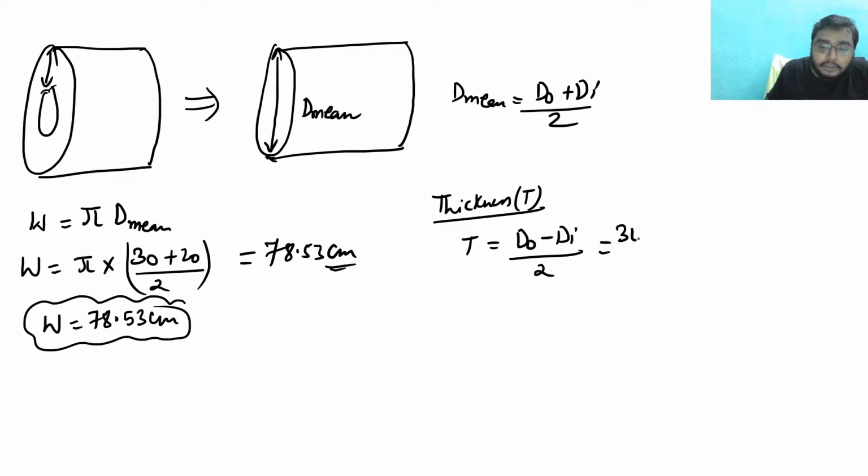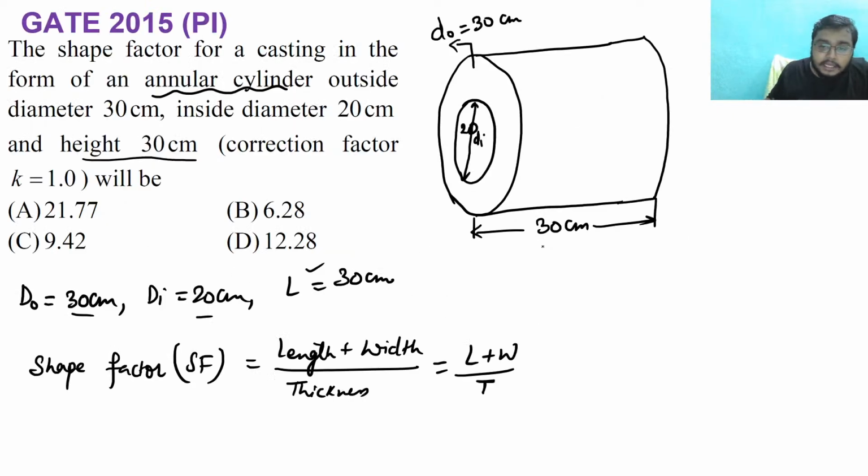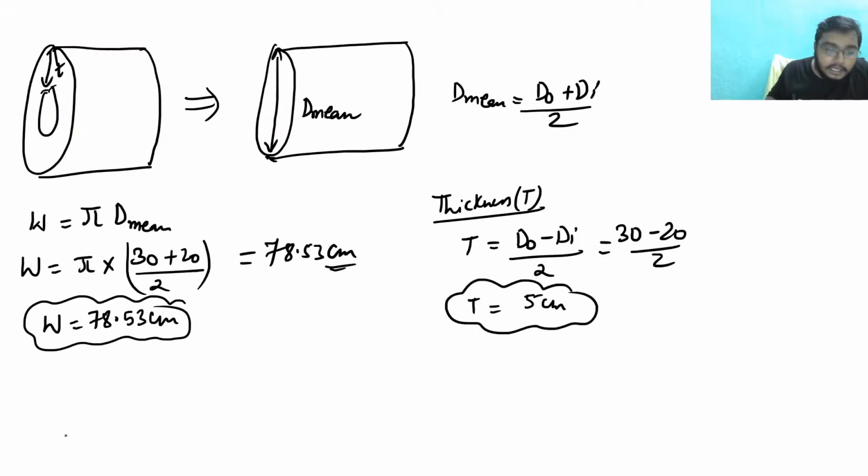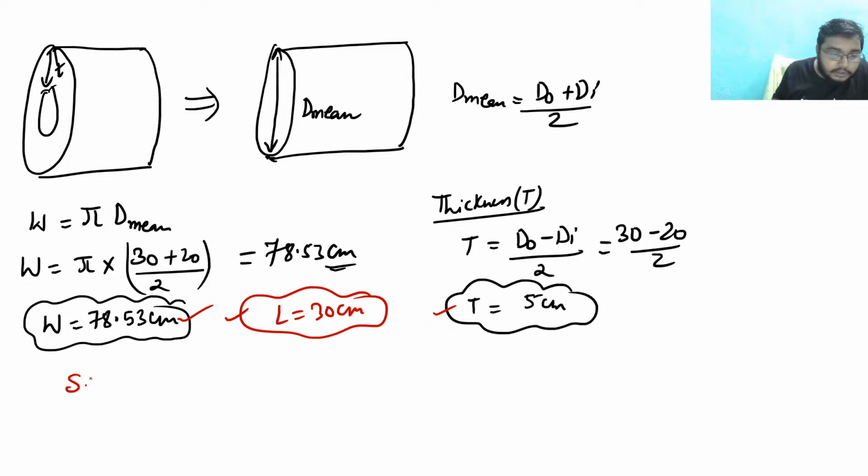So what is d outer? 30 minus 20 by 2. See, this is the thickness. So this t would be equal to 10 by 2, that is 5. So 5 centimeter. You know already this L is 30 centimeter. This L is known to you. Now you are knowing L, you are knowing W, you are knowing T. So it is very easy to calculate the shape factor.